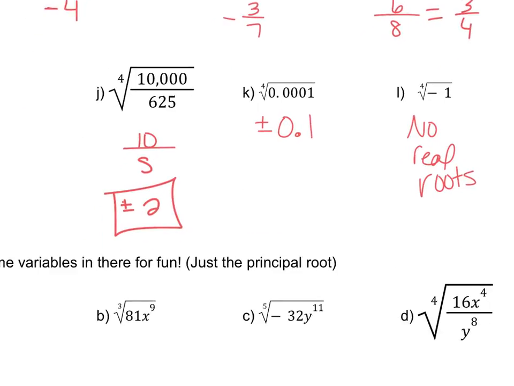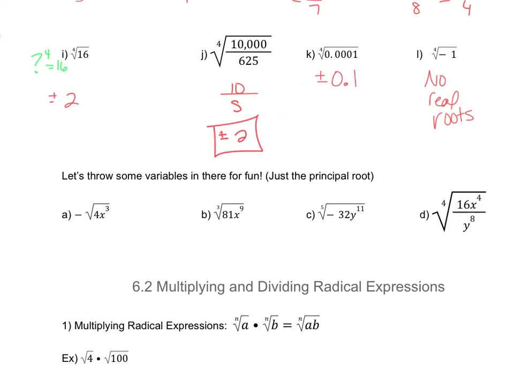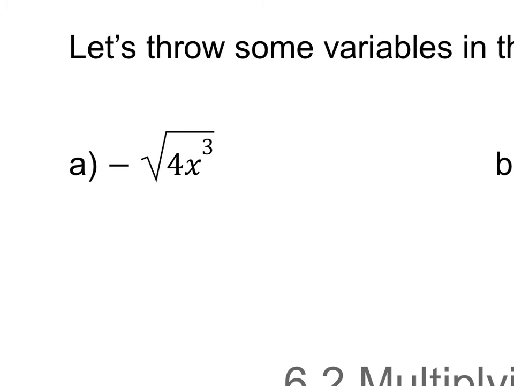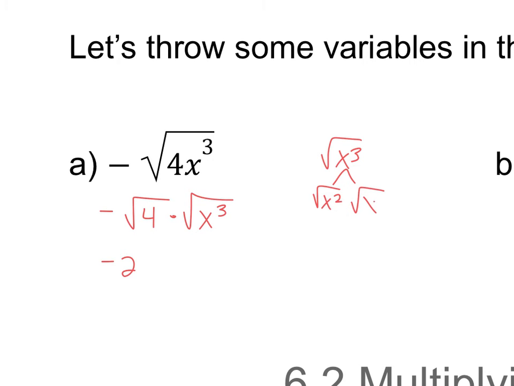All right, last section. Now we're just throwing in some variables. So we have, you're going to break this apart, and this will be negative. Don't forget the negative. So this is like the square root of 4 times the square root of x cubed. So that gives you negative 2. Square root of x cubed can break up into the square root of x squared and the square root of x. Square root of x squared gives you x, square root of x. So this would be 2x square roots of x.